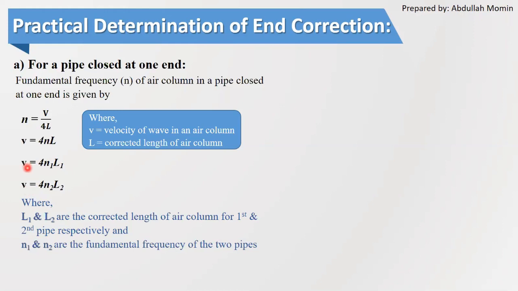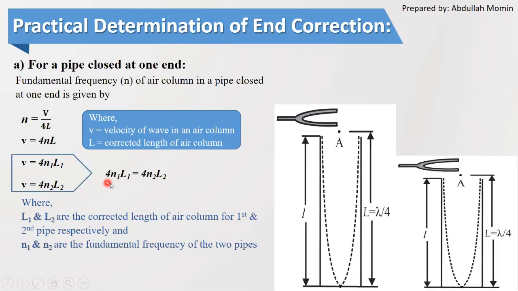So from these two equations, we can write 4N1L1 is equal to 4N2L2, because the left hand side of both equations is equal, so the right hand side will also be equal. From this equation, 4 and 4 get cancelled, and what remains is N1L1 is equal to N2L2.